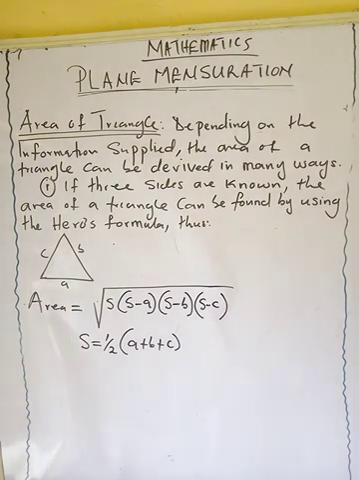Now, whereby our a, b, and c are the three sides. If you look at that triangle, we have three sides. We have a, b, and c. So they are the three sides. Example.